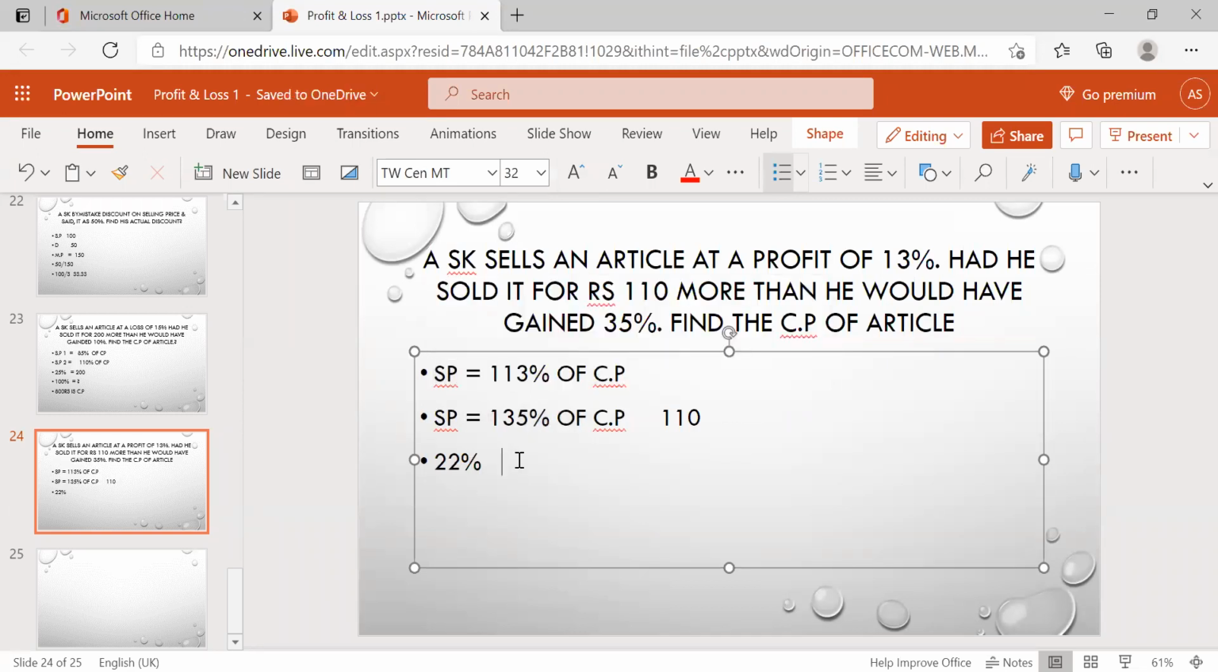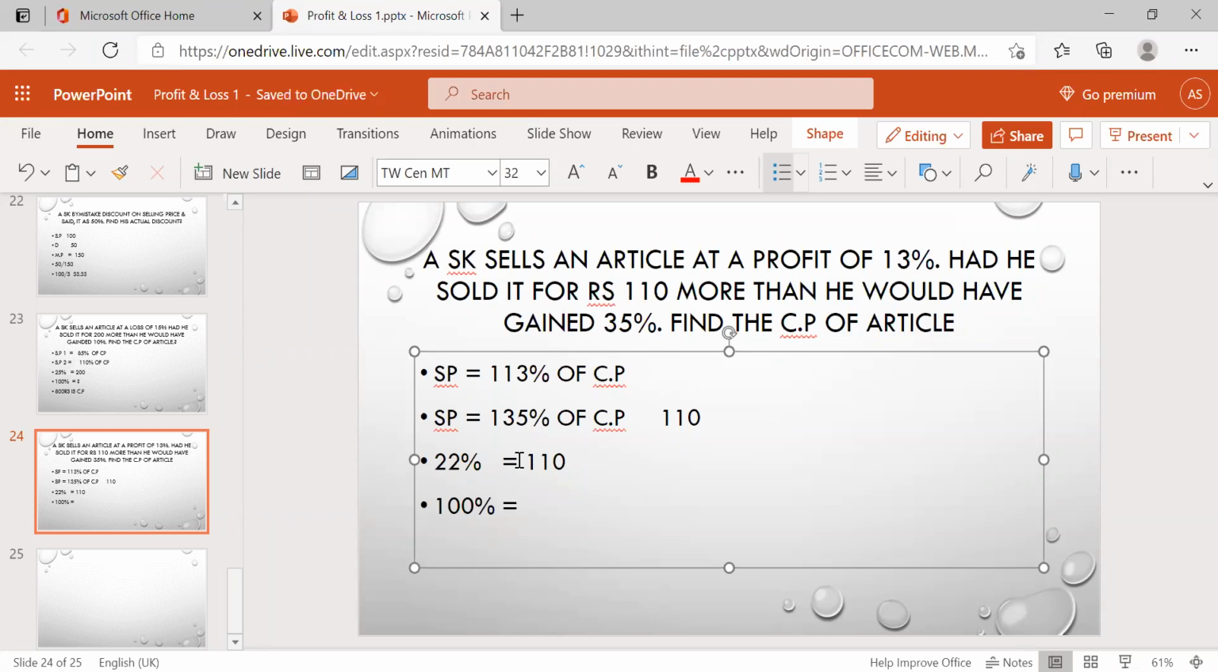What is this percentage? It is equal to 110 rupees. If he increases by 110 rupees, then he increased the profit percentage by 22%. So after increasing 110 rupees, he gained 22% more profit, right? So 22% is equal to 110 rupees. Then what we want is 100%. So always you have to assume that cost price is 100 in the profit and loss percentage concept.